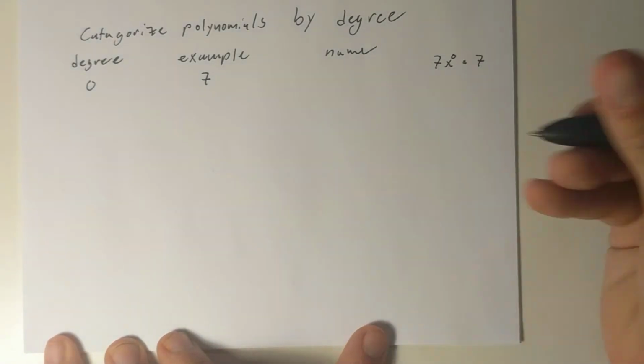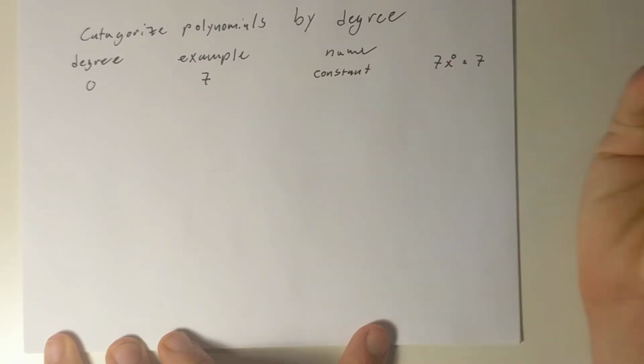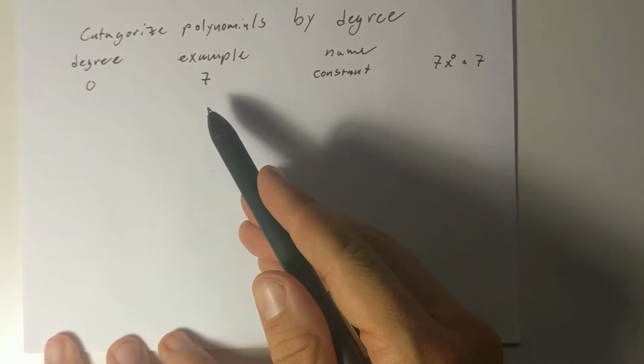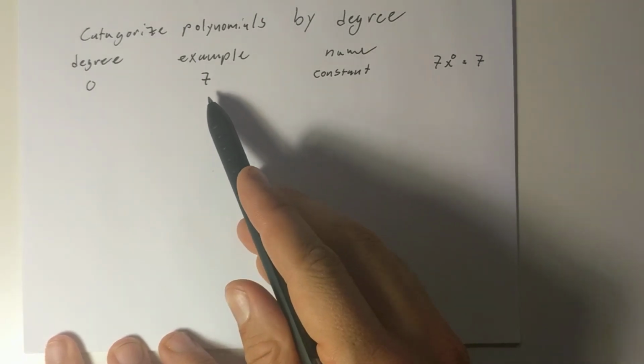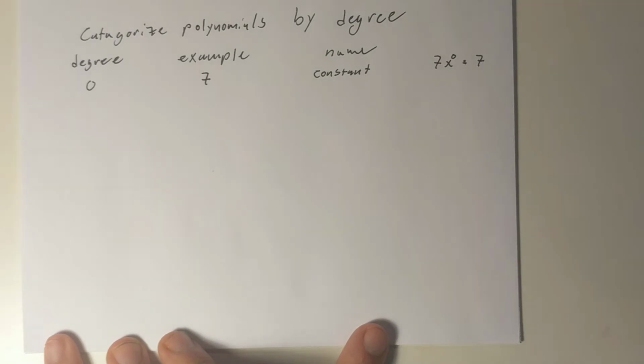The name is called a constant because this is a constant number. It's not a variable. It doesn't change, right? So the example would be 7, and the name is just a constant.